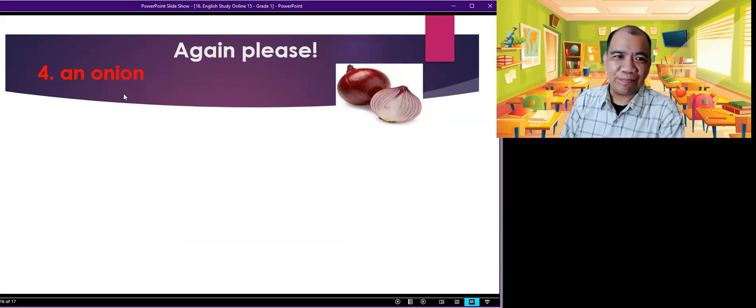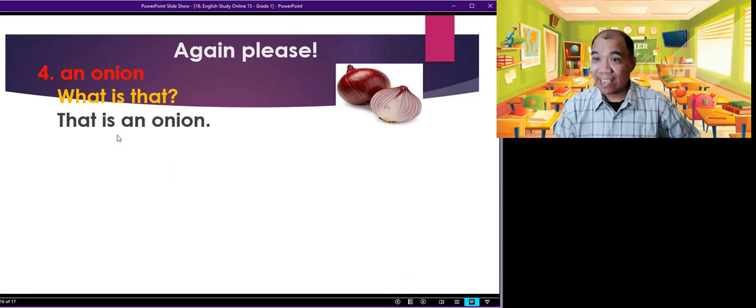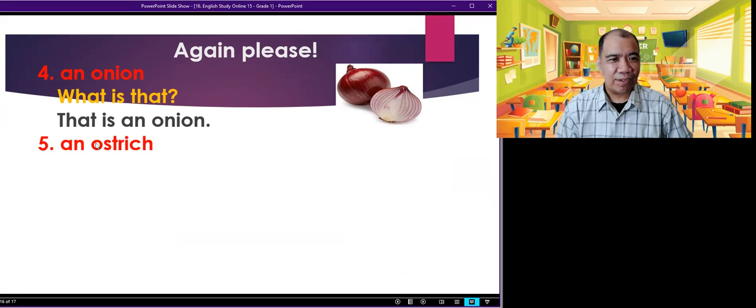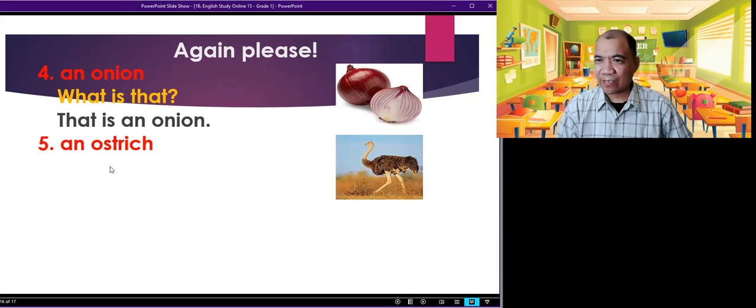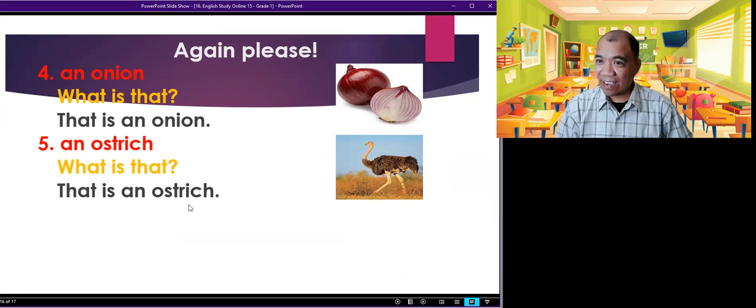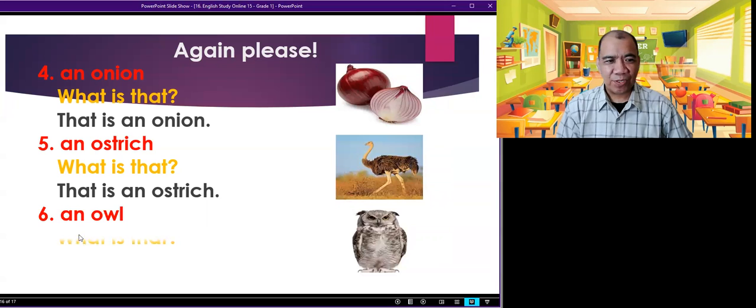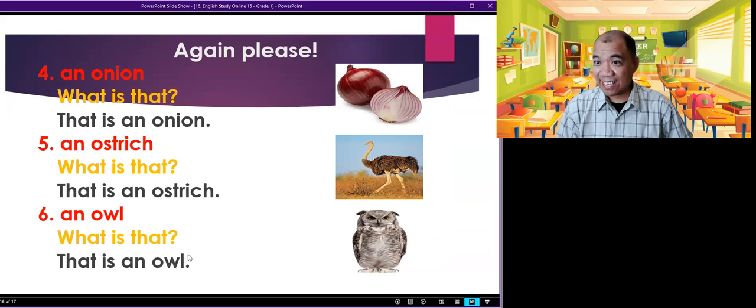An onion. What is that? That is an onion. An ostrich. What is that? That is an ostrich. An owl. What is that? That is an owl.